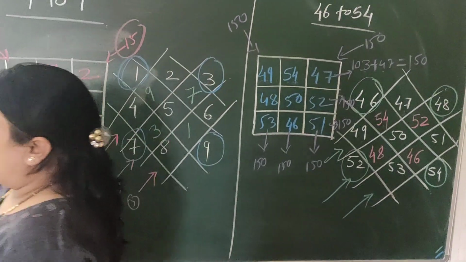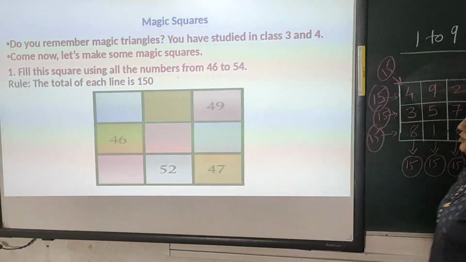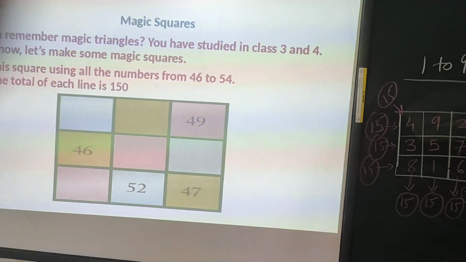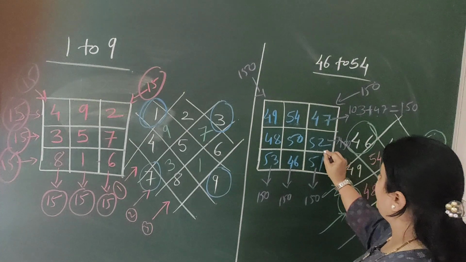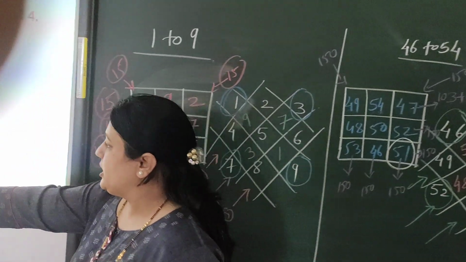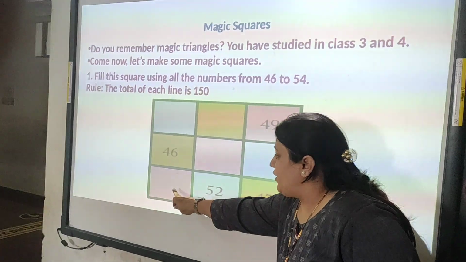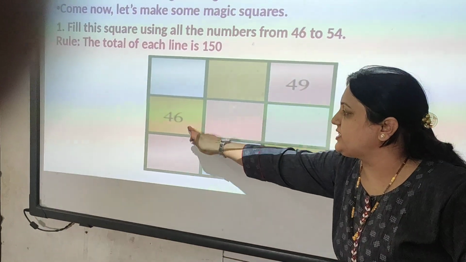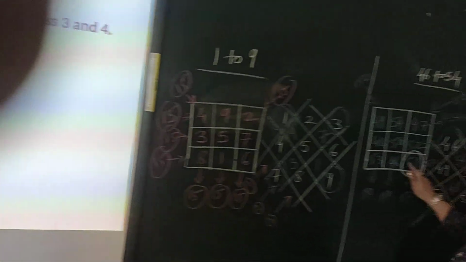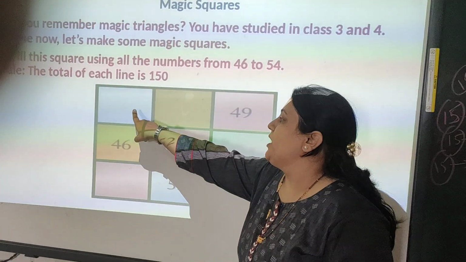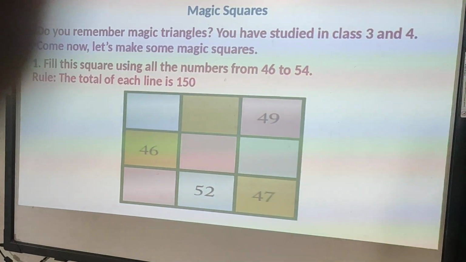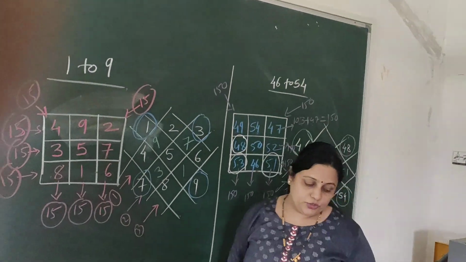So here see children, first write down 52 and 47. So what is the third number? Where is our 52 and 47? See here, 52 and 47, 52 in the middle. So what will you write? 51 you will write here in this corner. Now here you got 51. So 51 plus 46, what will be the next? 53. So this 53 you have to write here. Then 53 and 49, so the middle number, what will you write there? 48. Like this you can fill the remaining numbers.